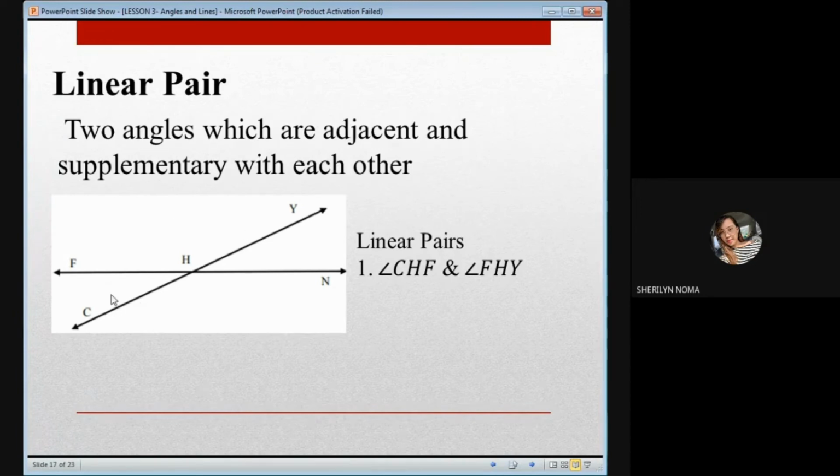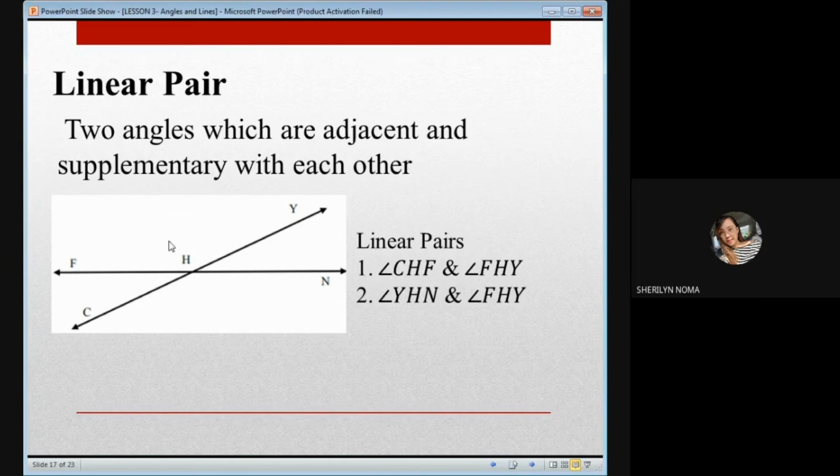Okay? At the same time, adjacent angle siya. Bakit naging adjacent angle? It has common endpoint and it has common ray. Okay, common side nila, yung HF. Okay? So, another one. Angle YHN, ayan, angle YHN. And angle FHY.